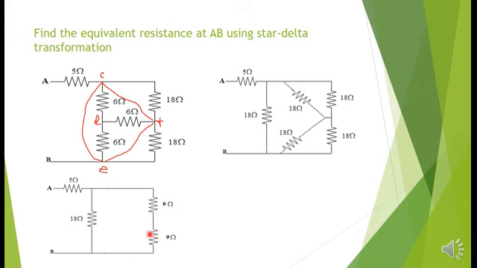And this 18 ohms and this 18 ohms are connected in parallel. So parallel reduction once again. So it is 5 ohms plus 9 ohms. So equivalent resistance is 14 ohms. Right? So equivalent resistance across A and B is 14 ohms.